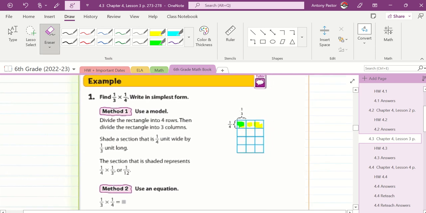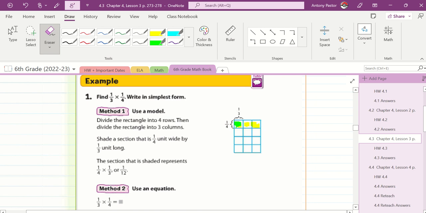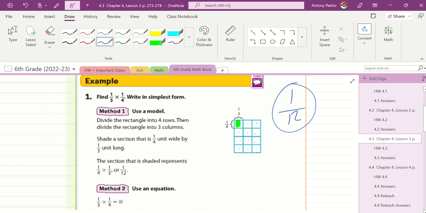So 1/3 times 1/4 would be this box here, which is 1 out of 1, 2, 3, 4, 5, 6, 7, 8, 9, 10, 11, 12. This will be 1/12, and that'll be my answer.